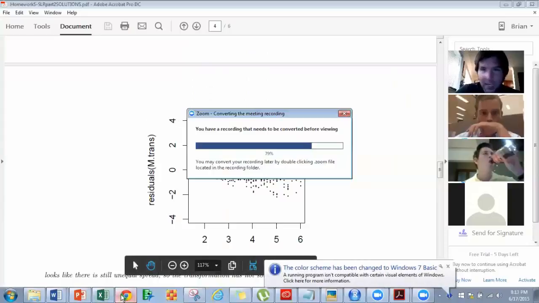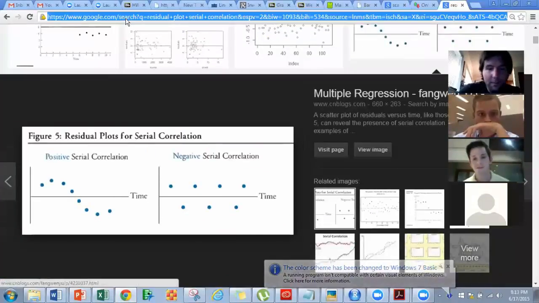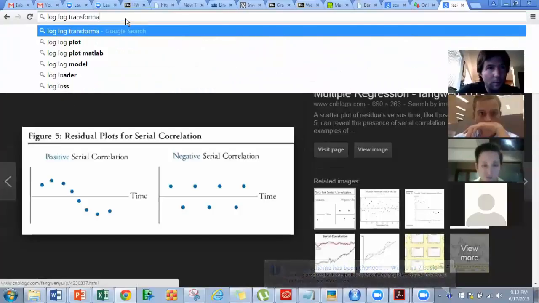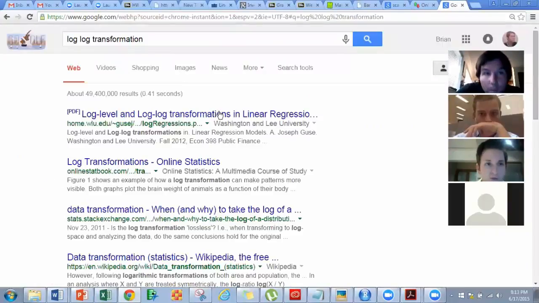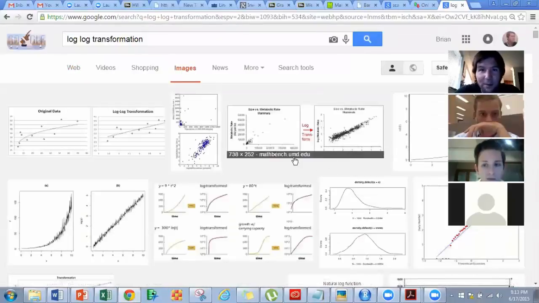Oh no, it's the test. It's not the test. Log transformation. Can you get everyone to turn their mics off because it keeps interrupting you? Yeah, there we go.